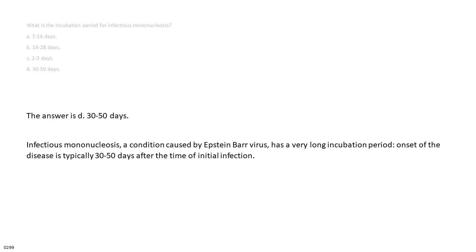The answer is D. 30 to 50 days. Infectious mononucleosis, a condition caused by Epstein-Barr virus, has a very long incubation period. Onset of the disease is typically 30 to 50 days after the time of initial infection.